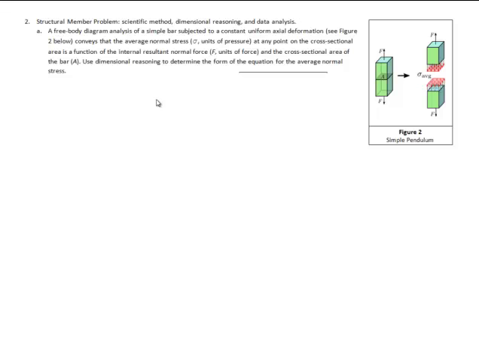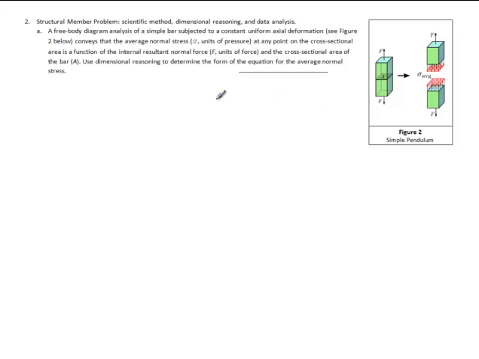So first, this problem has to deal with a structural member in tension. A free body diagram analysis of a simple bar subjected to a constant uniform axial deformation, basically tension, conveys that the average normal stress, units of pressure, at any point on the cross-sectional area is a function of the internal resultant normal force and the cross-sectional area of the bar.